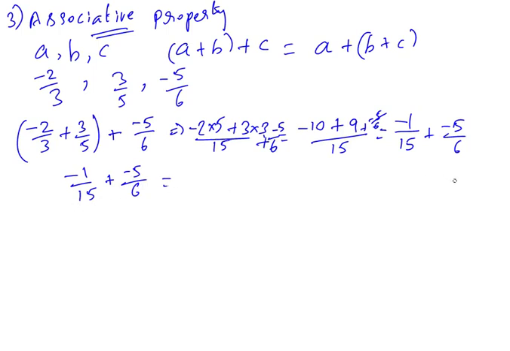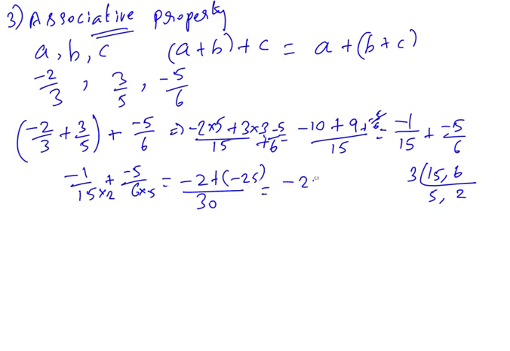Here, if we take the LCM of 15 and 6, by the third table 5 times and 2 times, 5 2s are 10, 10 3s are 30. So, the LCM is 30. With 15 we need to multiply by 2, and with 6 we need to multiply by 5. So, minus 2 plus minus 5 into 5 becomes minus 25. It will become minus 27 by 30.